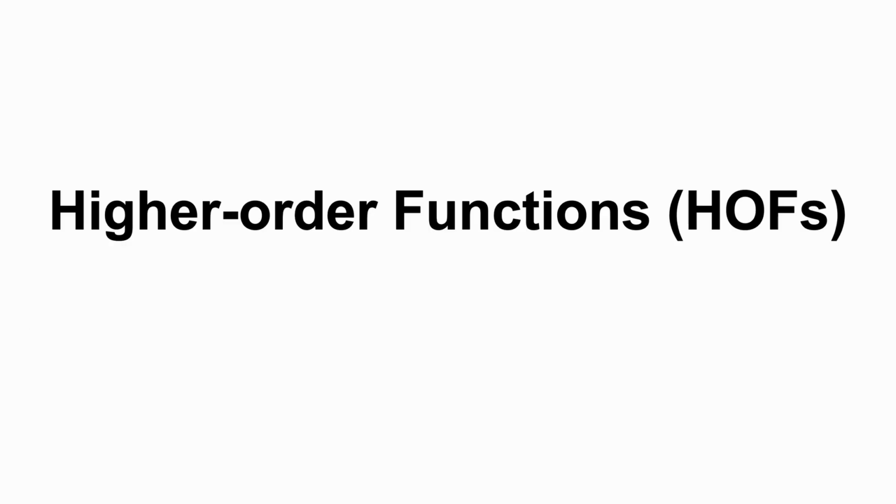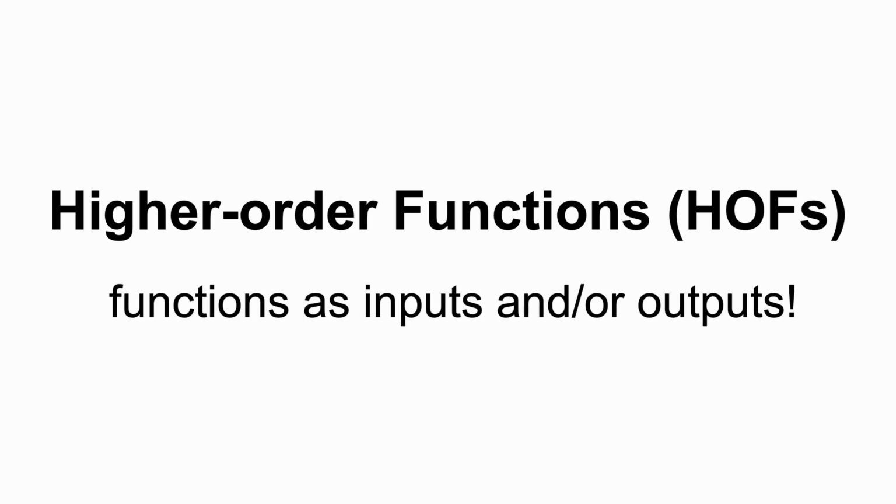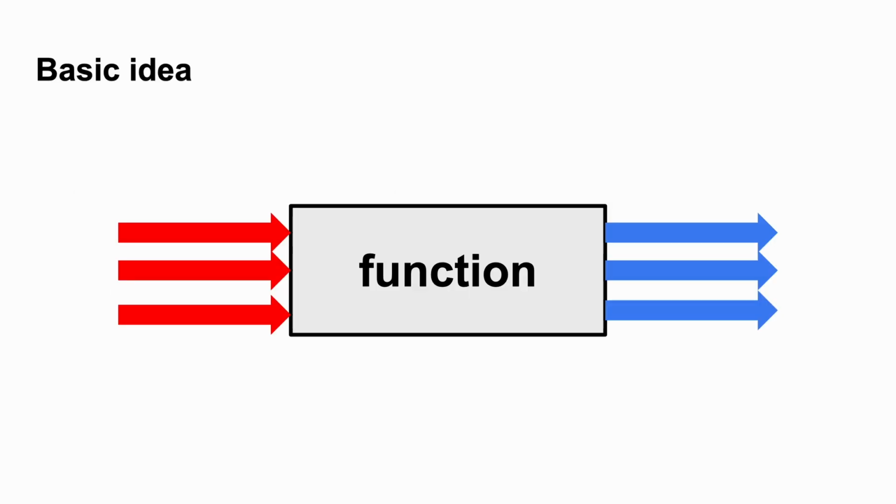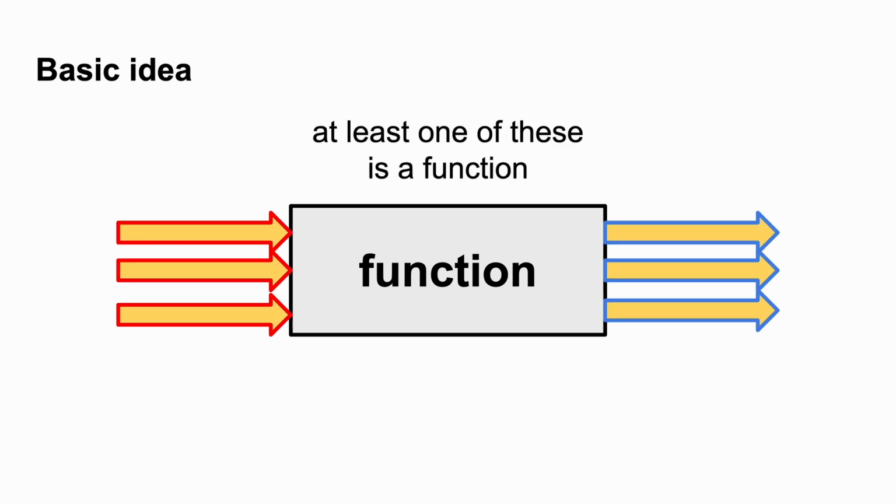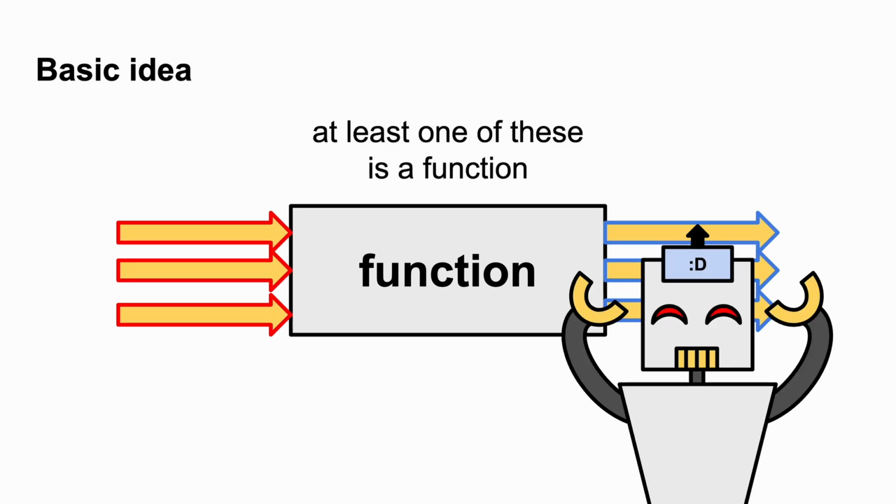Next, we'll talk about higher order functions, which you may see abbreviated to HOF. The key idea here is that functions can be inputs and outputs. Here's how higher order functions work at a very basic level. A function takes in some number of inputs and some number of outputs. For the function to be considered a higher order function, at least one of the inputs or outputs has to be a function. That's all there is to it.